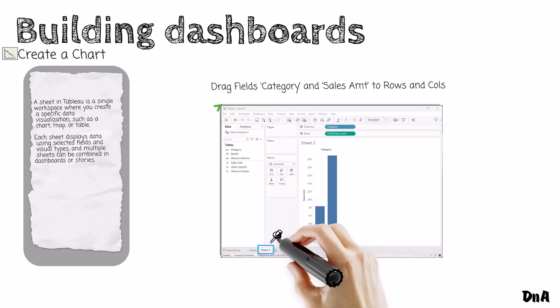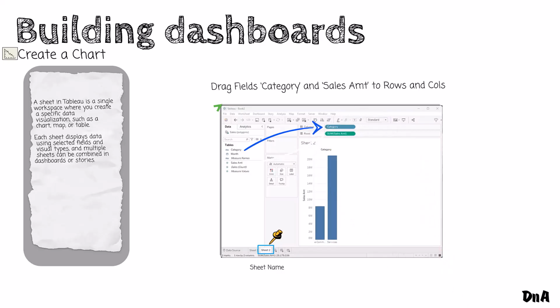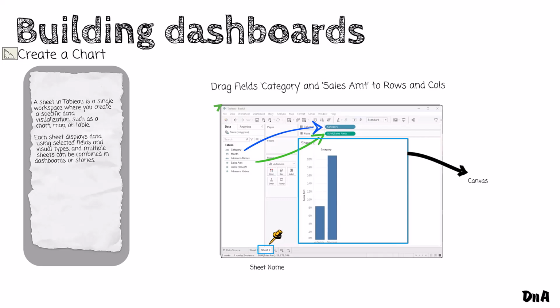Let's now select Sheet 2 and create a bar chart by dragging the fields Category and Sales to rows and columns. Tableau creates a bar chart with these 2 fields from our dataset.